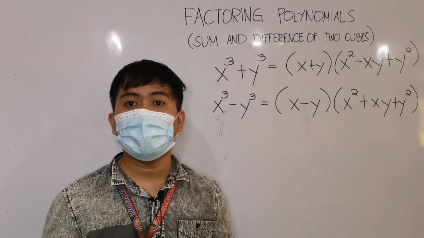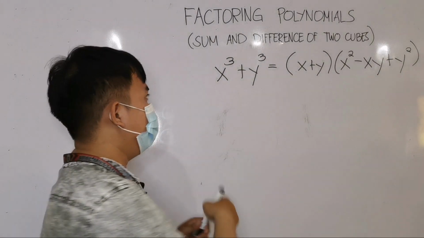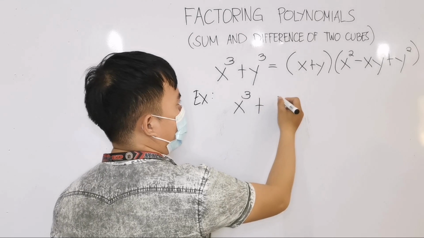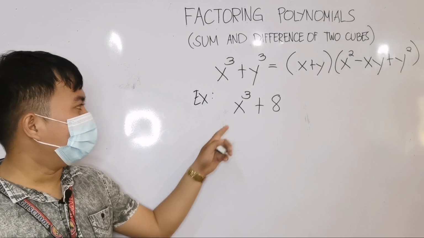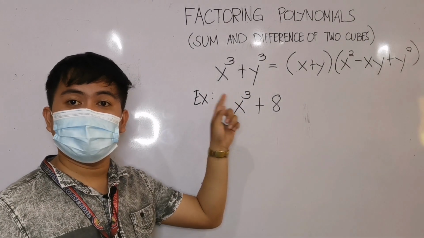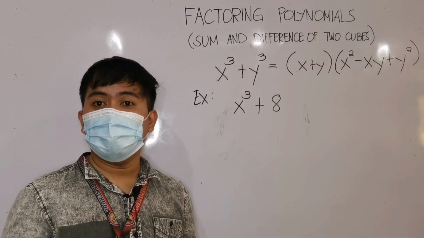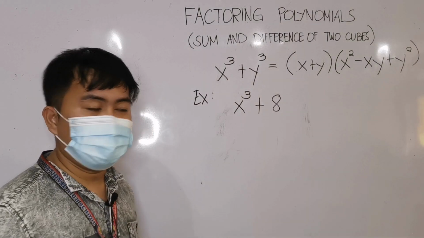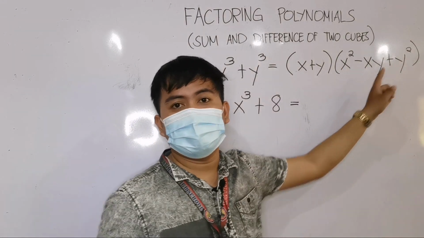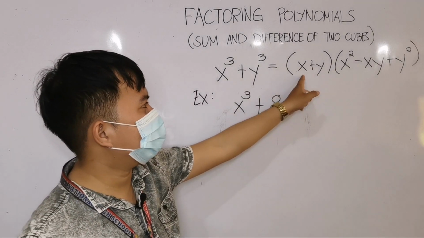Pero ang tanong, paano po ba natin to maa-apply? Okay, simulan natin sa sum. Unang halimbawa, x cubed plus 8. Okay, ito yung i-factor natin. X cubed plus 8. The first term is a perfect cube because the exponent is divisible by 3. 8 is also a perfect cube because its factors are 2 times 2 times 2. Paano po i-factor? Equals, susundin lang po natin yung nakalagay dito sa taas. X plus y. And paano nga ba nakuha itong x plus y? Bakit naging x plus y na lang?